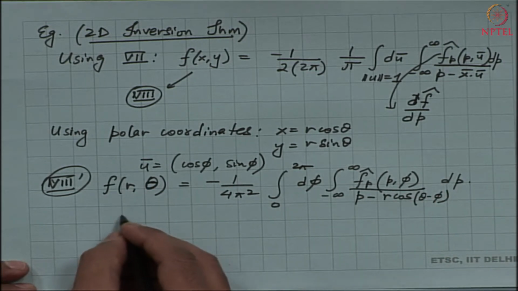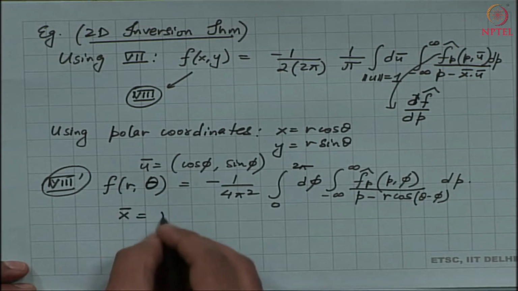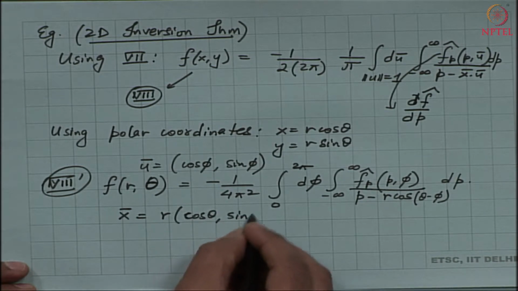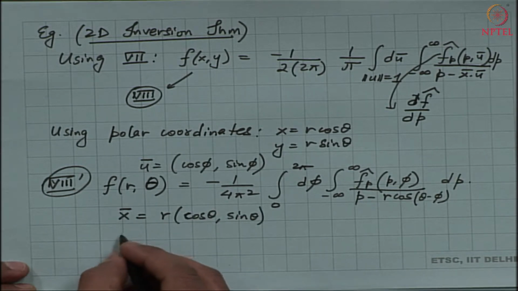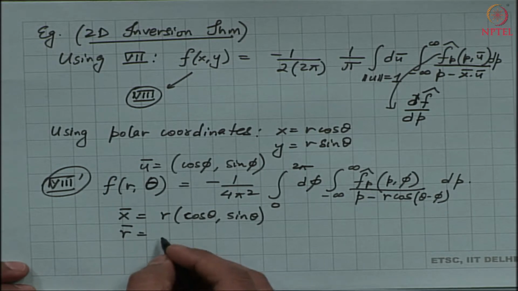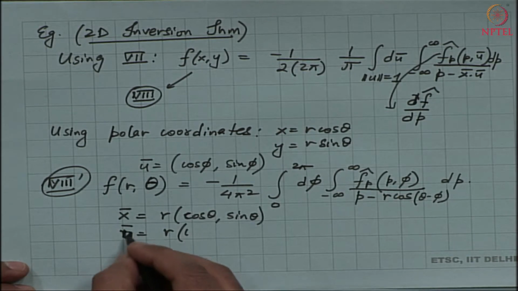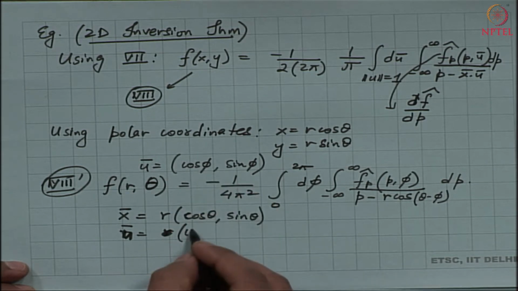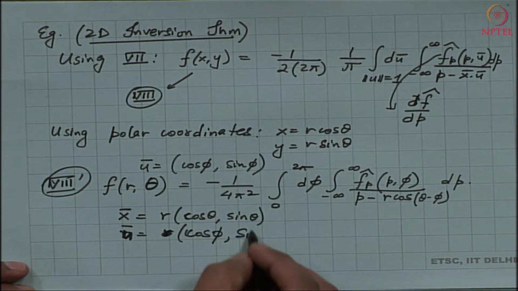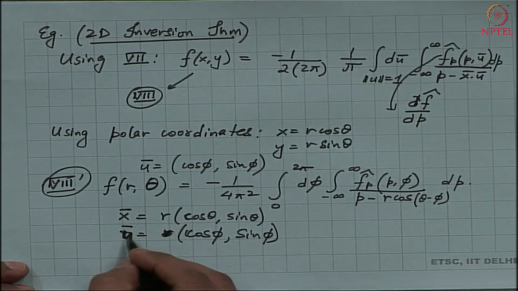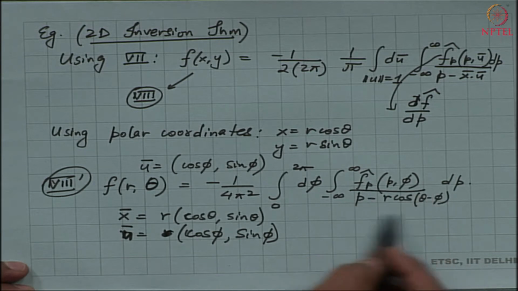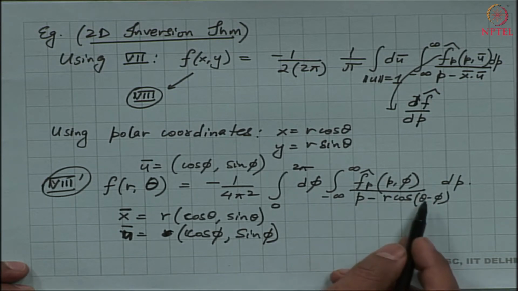I know that my vector x is the vector r cos theta, r sin theta, and my vector u is going to be this direction cosine, cos phi, sin phi. So, after utilizing the respective dot product, I get back this factor in the denominator.